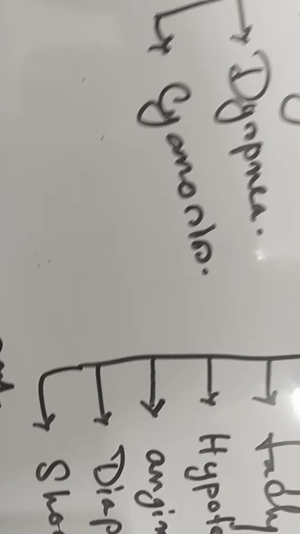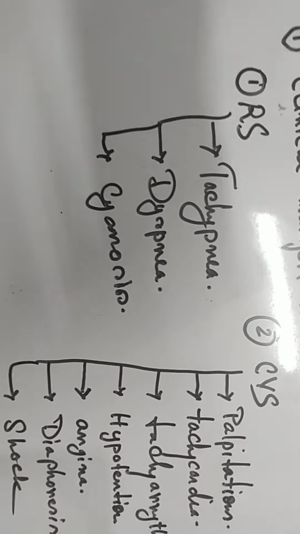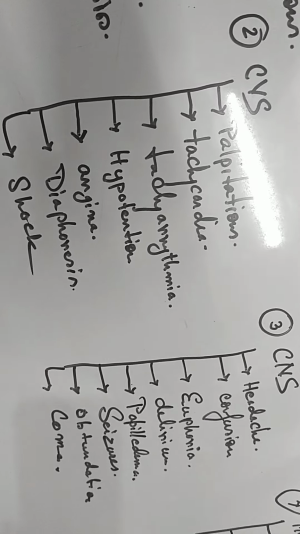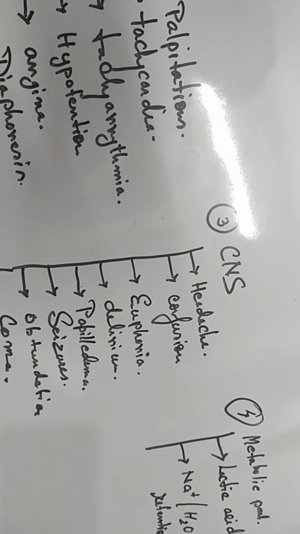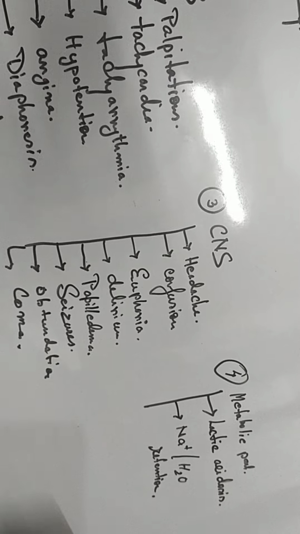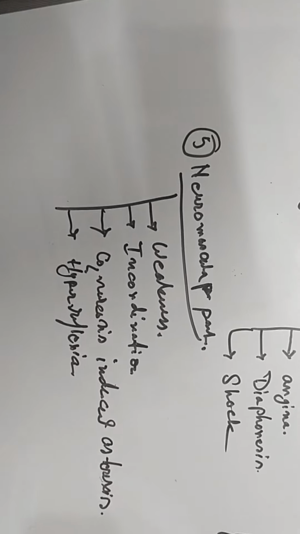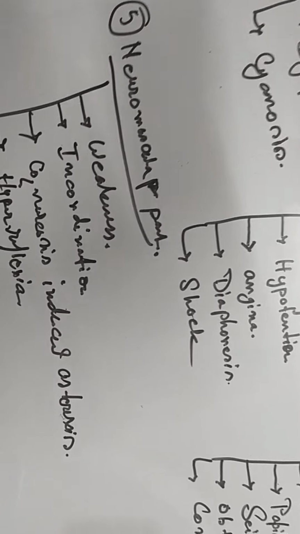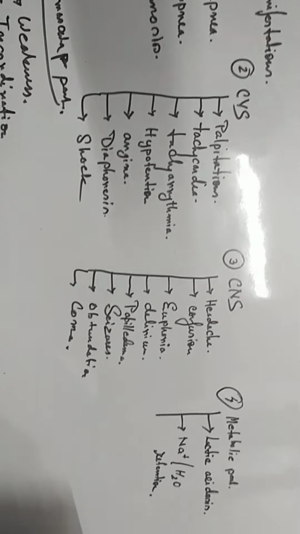These are the clinical manifestations. First, you should go for the respiratory system, where you should monitor whether the patient is having tachypnea, dyspnea, or cyanosis. In CVS, palpitation, tachycardia, tachyarrhythmia, hypotension, angina, diaphoresis, and shock. In CNS, you should look for headache, confusion, euphoria, delirium, papilledema, seizures, obtundation, and coma. In the metabolic part, lactic acidosis and water retention. And in the neuromuscular part, weakness, incoordination, CO2 narcosis induced asterixis, and hyperreflexia. These are the common clinical manifestations you should look for.